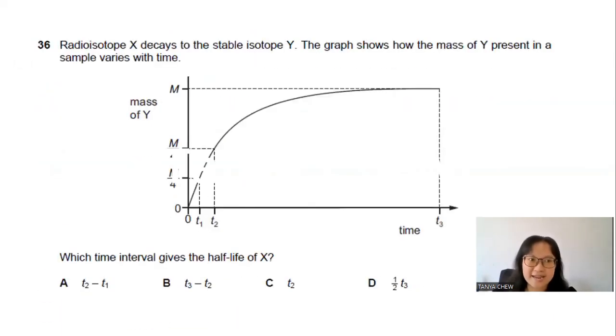Question number 36. Radioisotope X decays to the stable isotope Y. The graph shows how the mass of Y present in a sample varies with time, which will be increasing due to the decaying of X. Which time interval gives the half-life of X? Half-life of X is when X decays to half of its initial value. The half of its initial value corresponds to half of Y being present. So m/2. That gives you the half-life at T2. C is the answer.